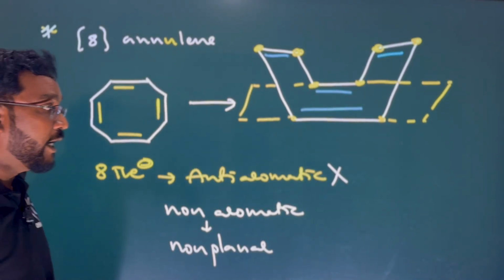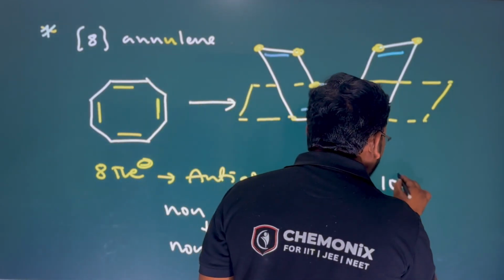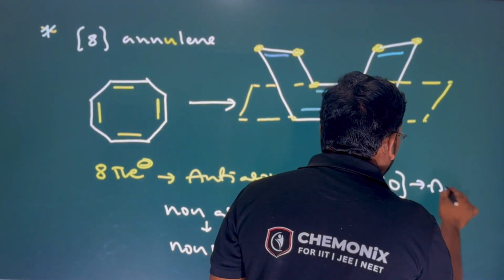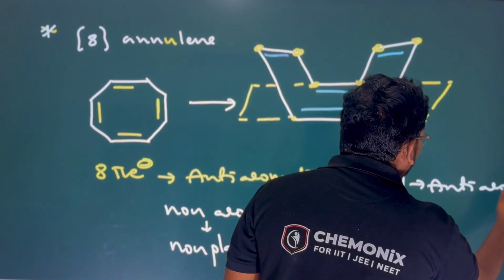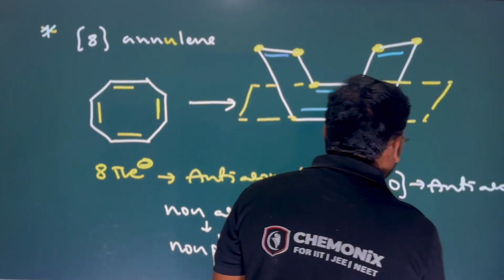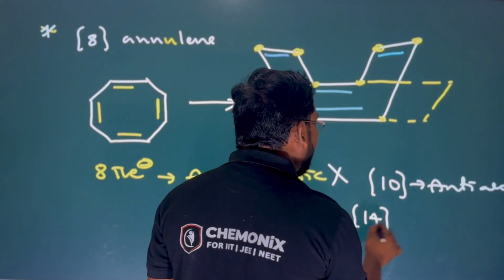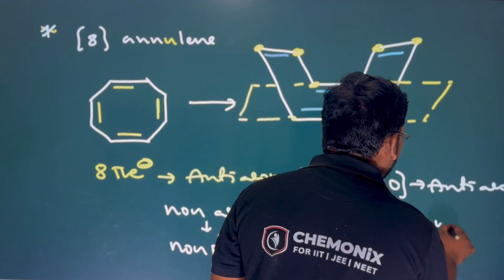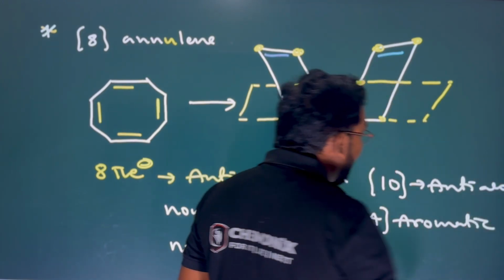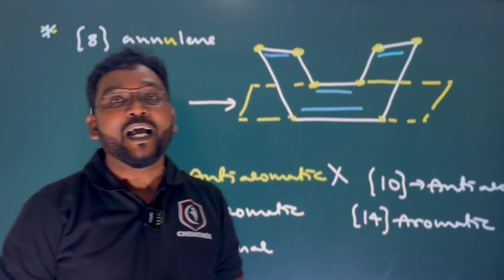Not only 8 annulene, remember 10 annulene is also an anti-aromatic compound. And remember, 14 annulene is an aromatic compound. So this is what you have to understand about aromaticity.